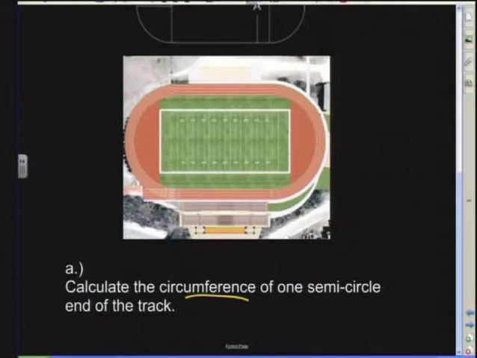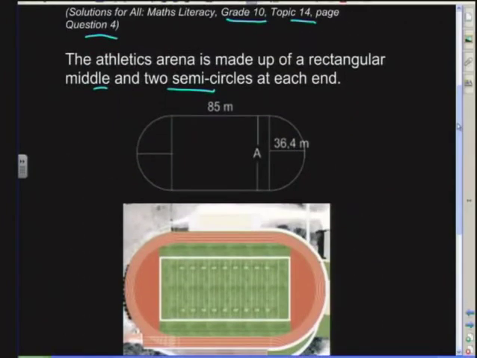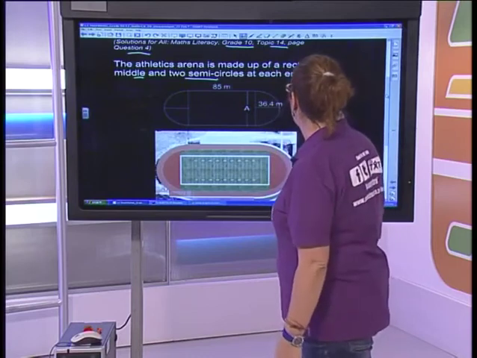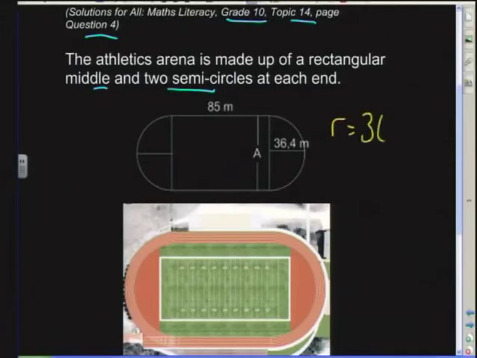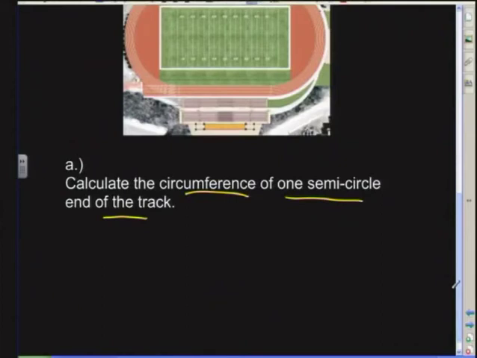Calculate the circumference of one semicircle end of the track. So we're going to look at our track, and we're going to see that they've given me the radius. My radius here was 36,4 meters. They want to know what the circumference of one semicircle is, so that is what I'm looking for. So let's do circumference, and our formula for that, the circumference is 2 pi r.